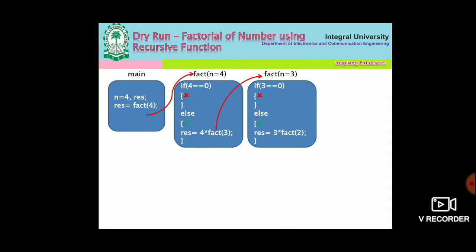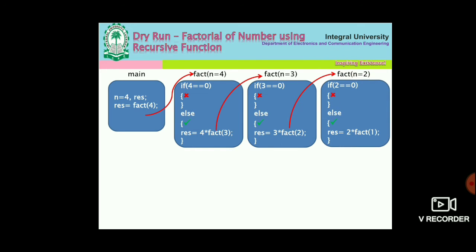In this method frame, it will check the condition if 3 equals 0, which is a false condition again. So the first statement will not be executed and the else statement will be executed, which says res is equal to 3 into fact of 2. This fact of 2 will create another method frame in the forward direction with fact n equals 2.